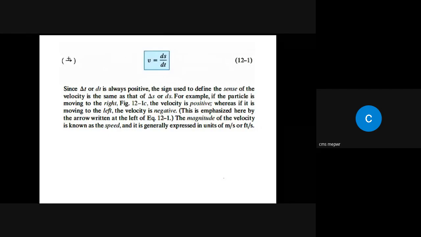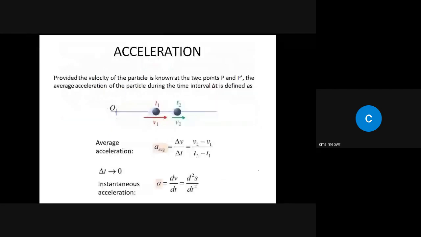Now let's look at the acceleration. Acceleration, we already know, is the rate of change of velocity. Let's say a particle at certain time t1 has velocity v1. Now after some time interval, at instant t2, the velocity of the object becomes v2. So v2 can be greater than v1, and it can be less than v1. To find the average acceleration, we need to find the change in velocity, which is v2 minus v1, and the time during which the change takes place, t2 minus t1.